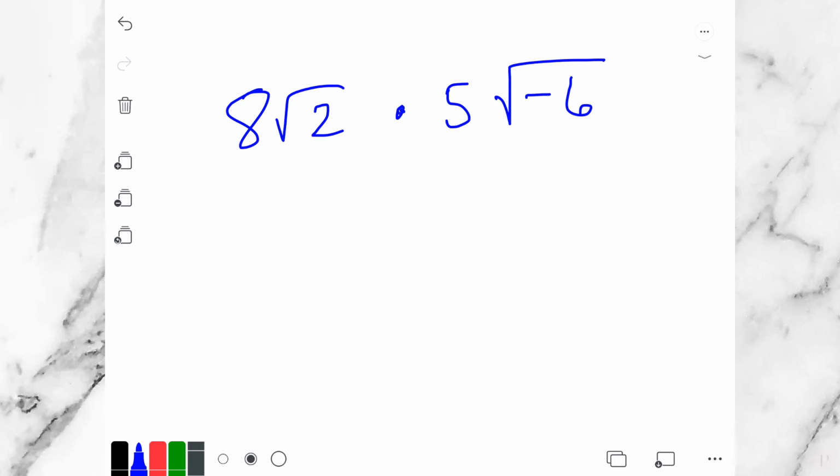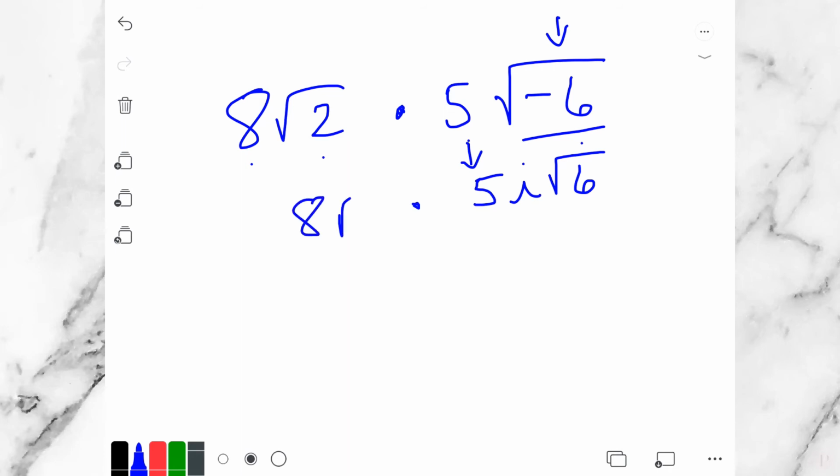Normally we do outside times outside, inside times inside. But when you're working with a complex number like this, it's best to take care of that negative first. So this is going to become i on the square root of 6. You can't break down 6 right now, so I'm just going to bring down the 5. So you take care of that first. Okay? Now I'm going to bring down 8 on the square root of 2. That one wasn't a problem, it didn't have any negatives.